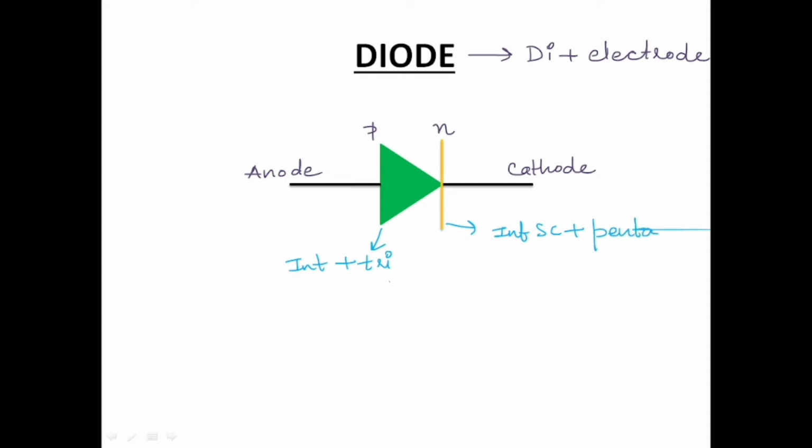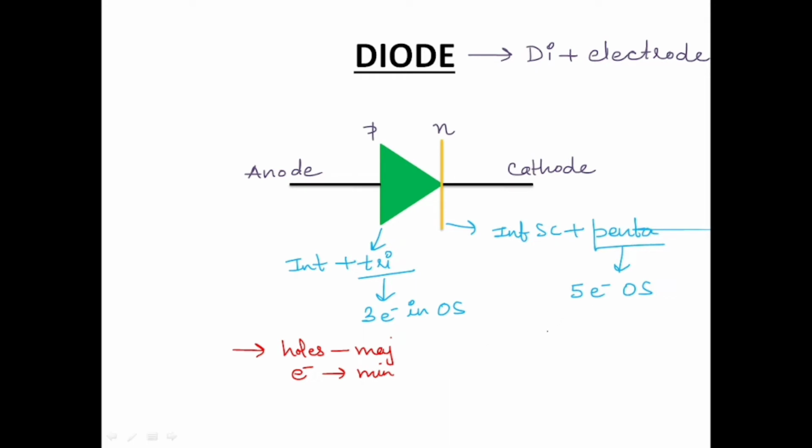Now what are trivalent and pentavalent? Trivalent has 3 electrons in the outermost shell and pentavalent has 5 electrons in the outermost shell. P-type has holes as majority charge carriers and electrons as minority. Similarly, for N-type, electrons are majority charge carriers and holes are minority carriers.